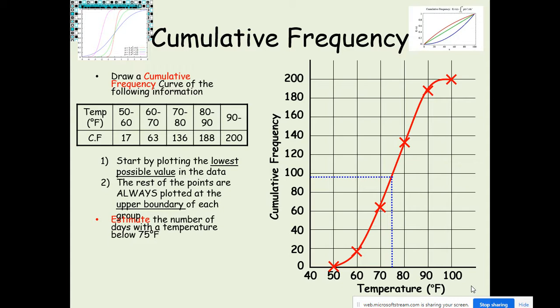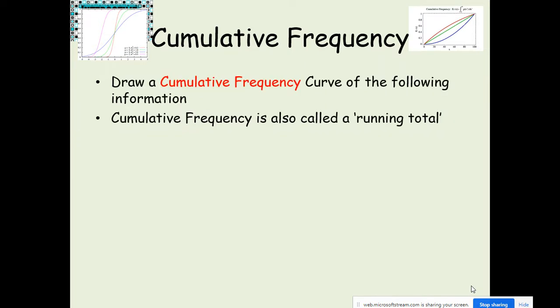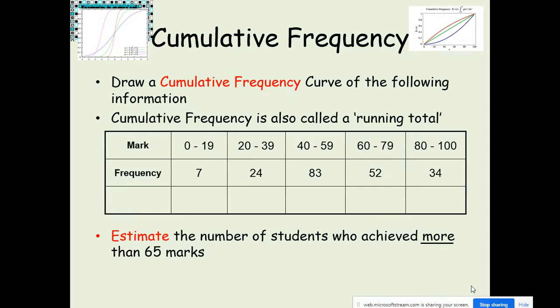So we said estimate the number of days with a temperature below 75 degrees. So you go to 75 and you read across. That's approximately 95 days. Now, if I said to you, estimate the number of days with a temperature below 65 degrees, you do the same thing. You go to 65 degrees along the temperature axis, and then you read across where the line hits the curve. You do your dotted lines, and that's about 40 days. There were approximately 40 days with a temperature below 65 degrees. Okay, so that is what cumulative frequency really is.